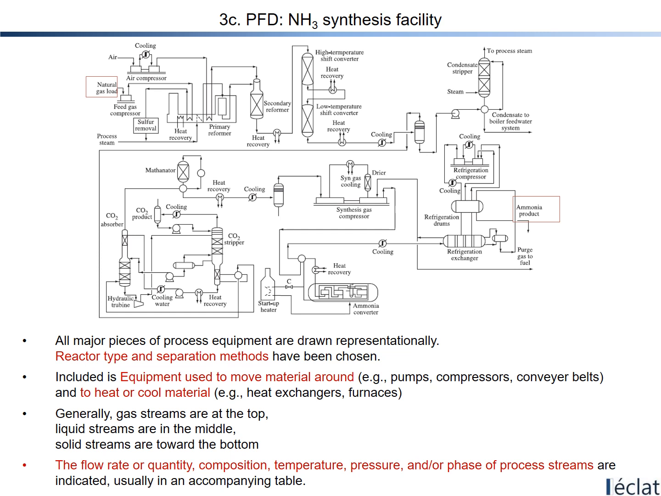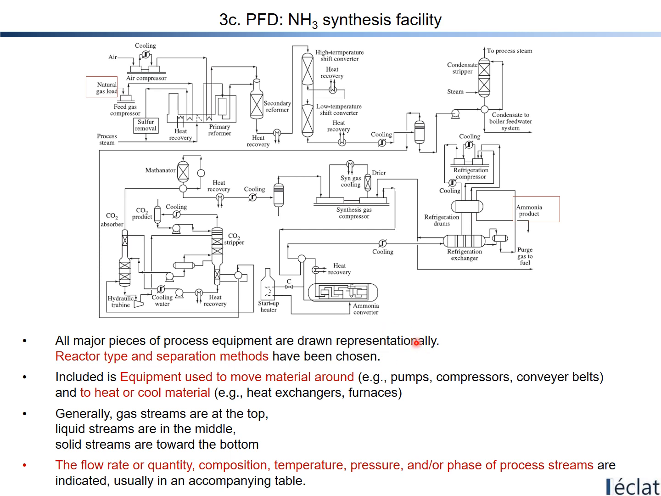This is the process flow diagram for an ammonia synthesis facility. A lot of equipment is presented in this PFD. Let me check the comments about this process flow diagram. All major pieces of process equipment are drawn representationally.